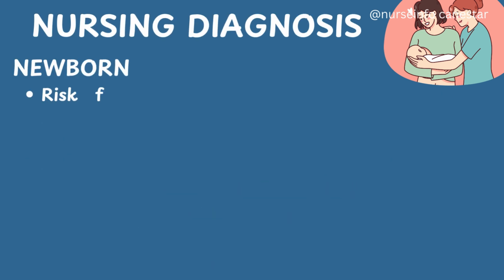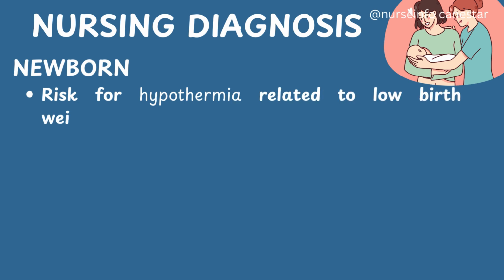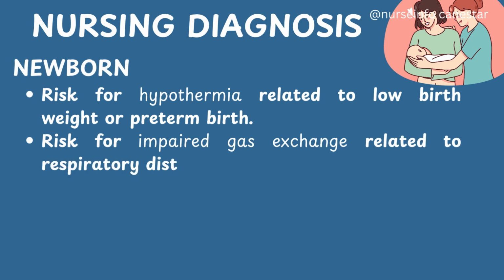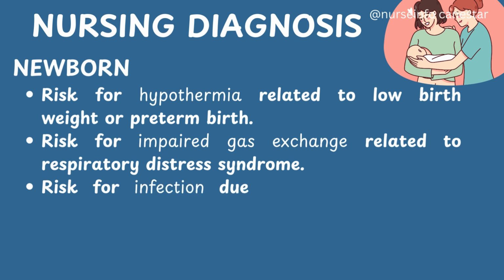Newborn. Risk for hypothermia related to low birth weight or preterm birth. Risk for impaired gas exchange related to respiratory distress syndrome. Risk for infection due to immature immune system or maternal infection, e.g., Group B Streptococcus.